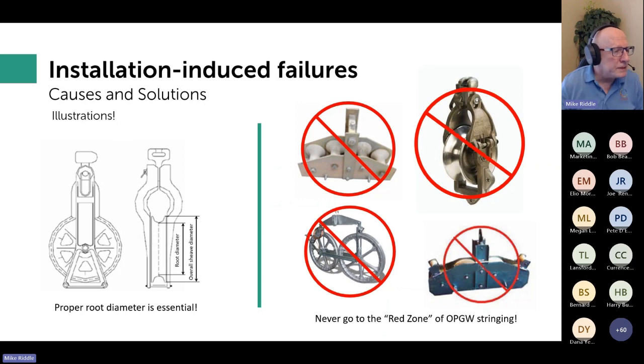So you've got to physically look at their table to confirm that what they call a block, that its actual root diameter, they do give you that figure, but you have to go look for it, and you have to verify that it meets the minimum size requirement for the cable that you're working with. Proper root diameter, absolutely essential. And as I say, within installation, stringing blocks are the #1 killer of OPGW cables.